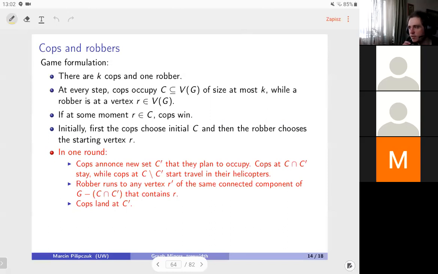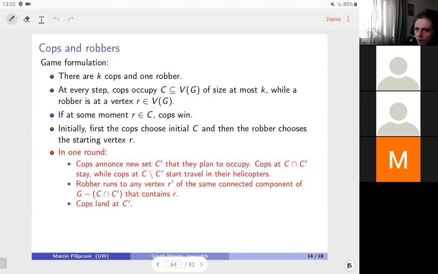Okay, so let me emphasize here that this is a full information game in the sense that the robber knows where the cops are flying to, and the cops know where the robber is, but the cops announce the set C prime before the robber decides where to go. So the cops announce the set C prime, the guys from C minus C prime take off, and then the robber decides where he goes. And then the guys land, they cannot change their flight path in the meantime. They land where they started to fly. Okay, so this is the game, how it works.